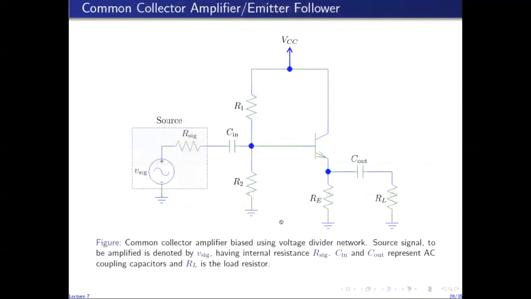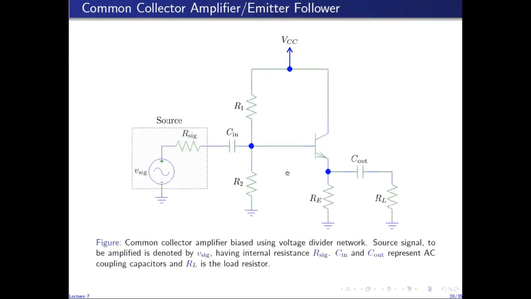So now we move on to the small signal analysis of the common collector amplifier, whose circuit is shown in this diagram here, in which, as before, Vsig is the small signal to be amplified. Rsig models the internal resistance of Vsig. Cin and Cout are the AC coupling capacitors at the input and output. Input is applied to the base. Output is taken from the emitter. RL is the load resistance.